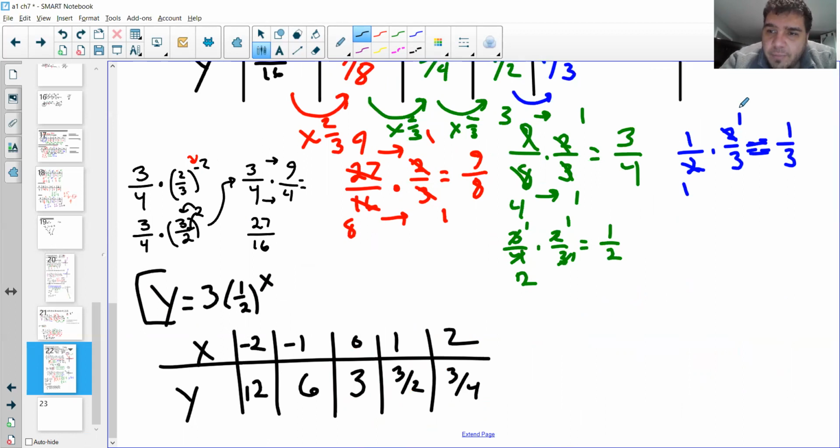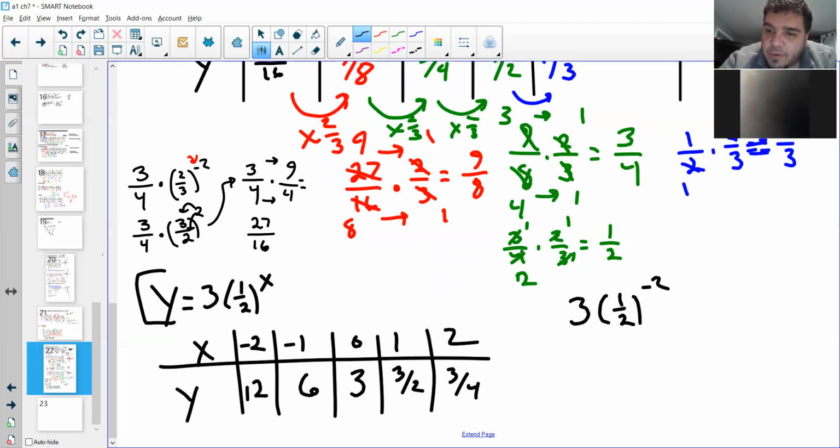So, Huppert, you asked how to start this off with the -2 part. So we're going to do 3 times 1/2 to the -2 power, right? Now, Huppert, you're going to answer me. What do you do when you have a negative exponent?